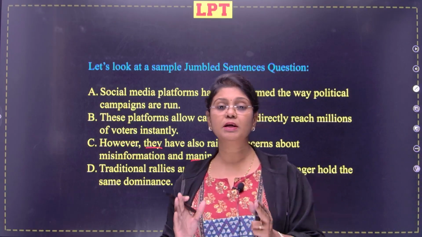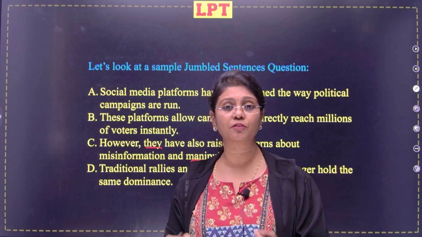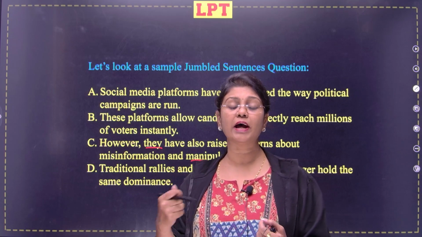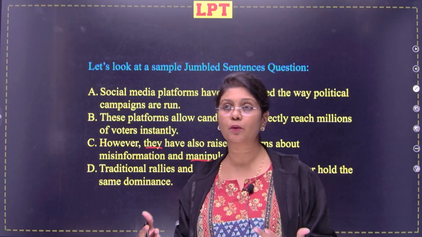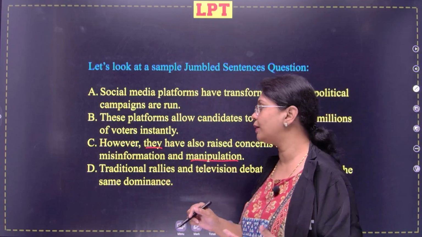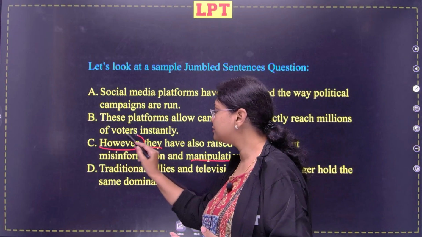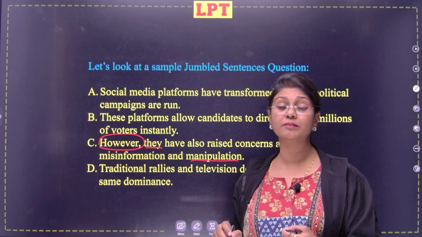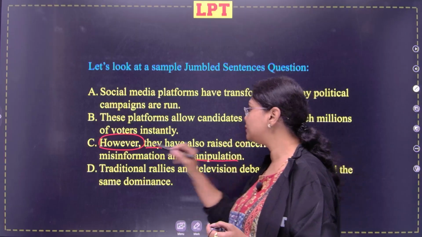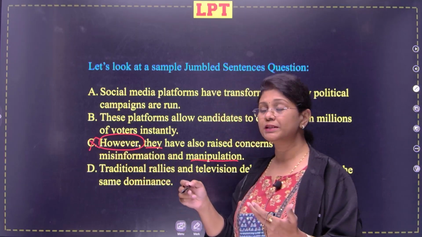Guys, when you're solving a parajumble question, the first thing, of course, is that you have to read these sentences to get a hang of the idea as to what is being discussed in the question. If you have read these statements, I'm sure you would have figured out by now that sentence C mentions "however", which is a transition word. This is not going to be your opening statement, so this will be cancelled out as an opening statement.